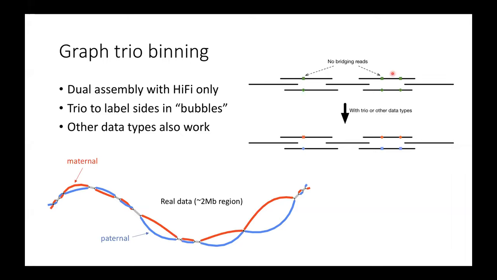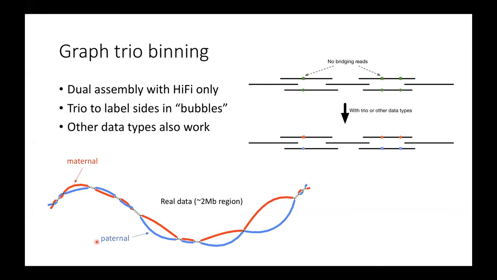And for the partially resolved assemblies, the partially phased assembly, we would just randomly pair them together. But if we have more information, for example the trio information or the Hi-C information, we can create long range links. We can actually link them together.